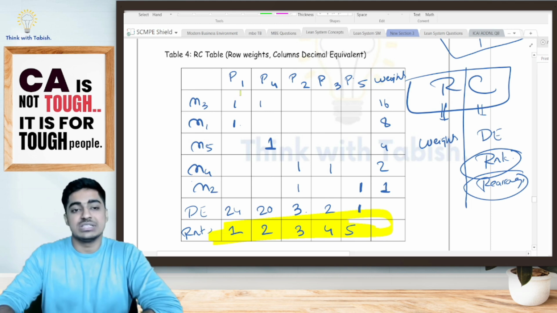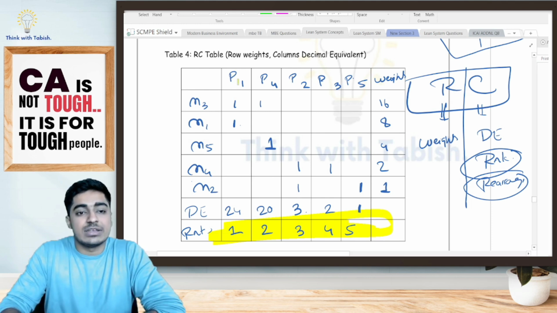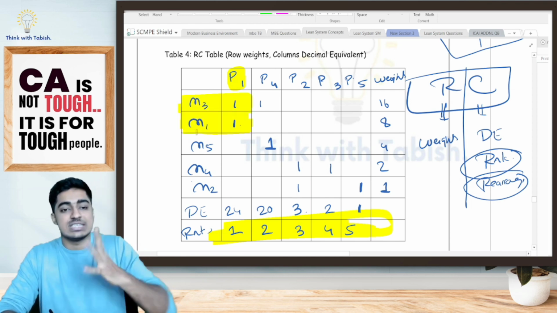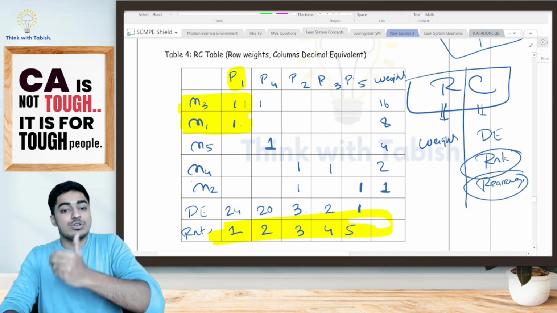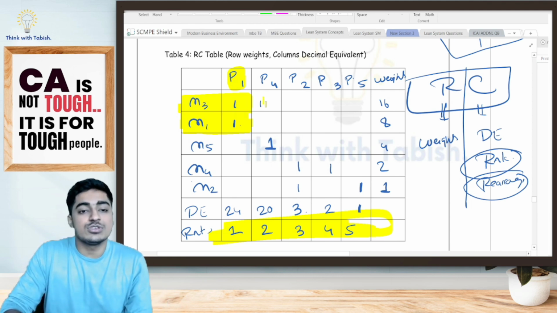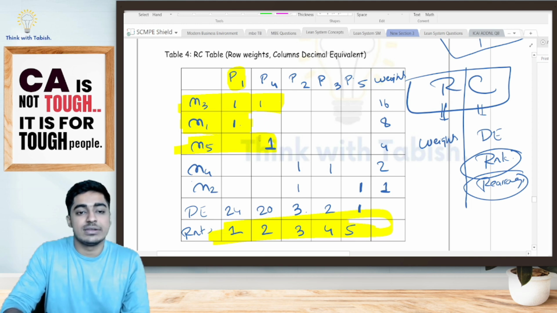Now look at this, students. To produce P1, what all we want? We want machine 3 and machine 1. So this we create in the form of one cell design. Again, we also produce our P4. Why? To produce P4, I want M3 also. I want M5 also. Is this clear? This is going to be my cell 1.